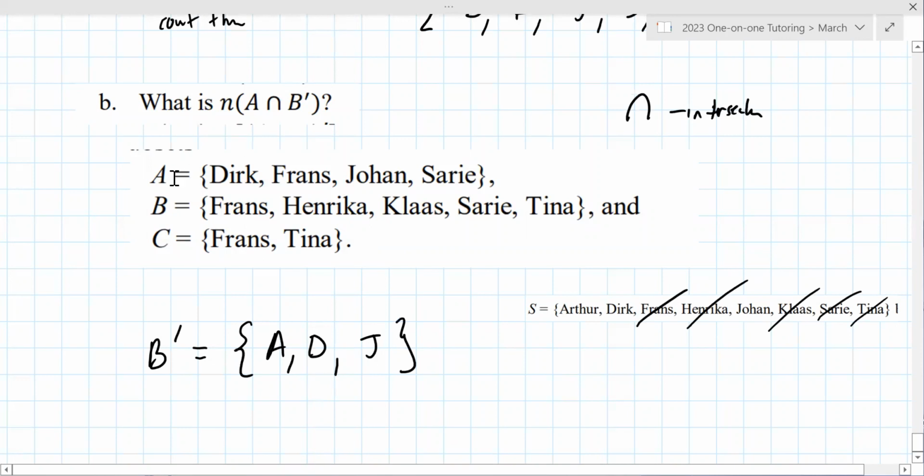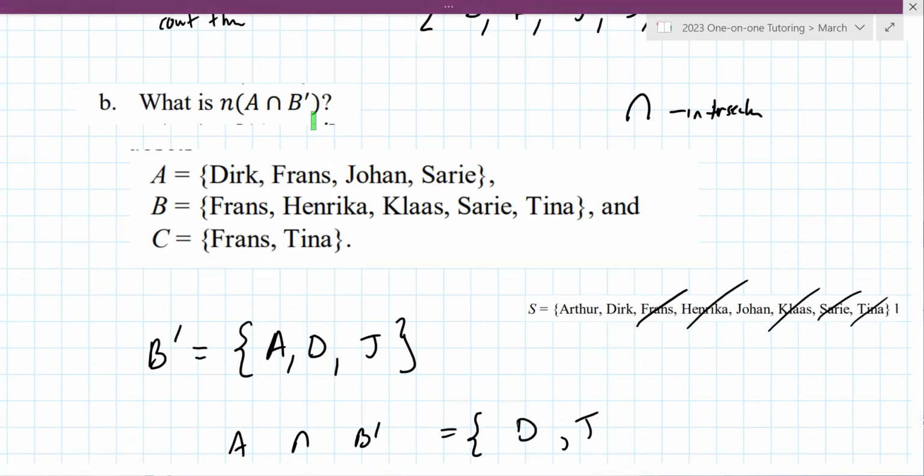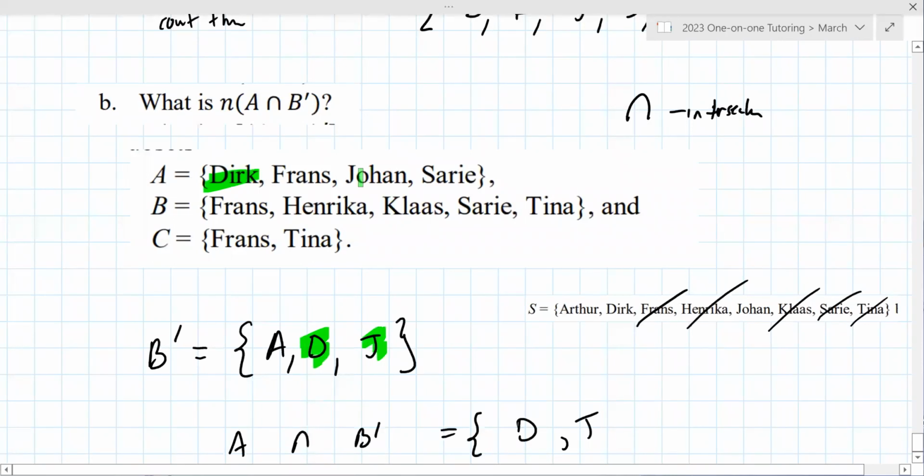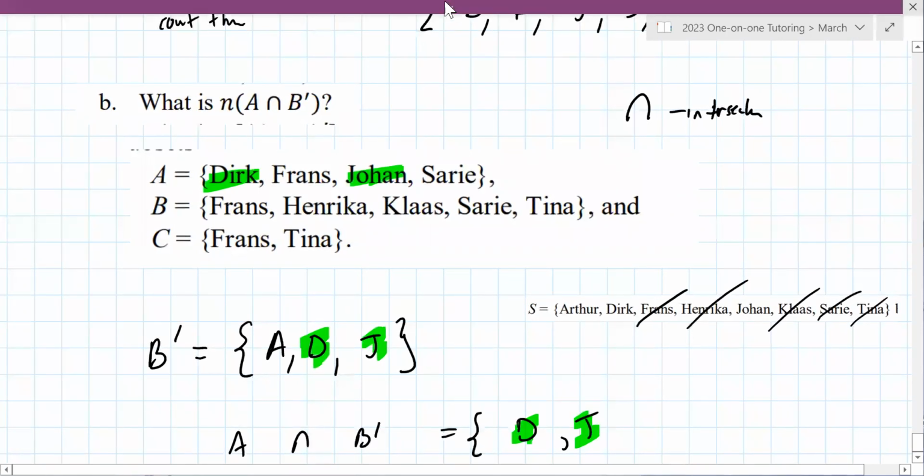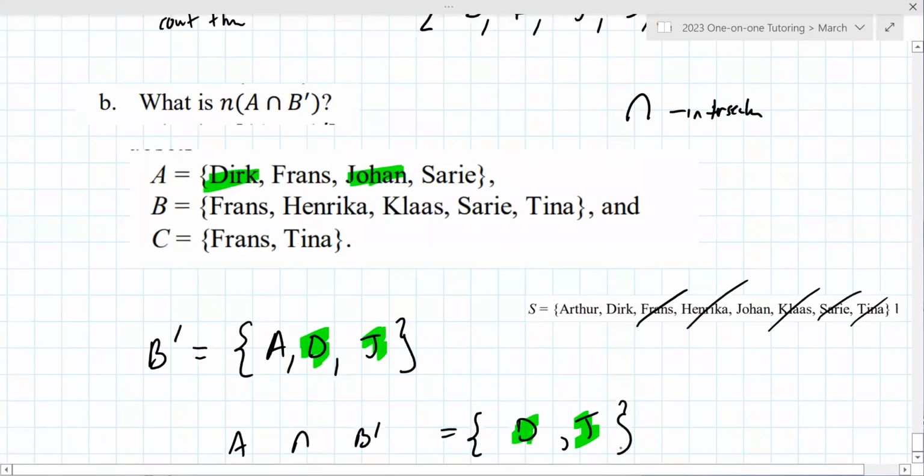So if we look at A, what does A have that's in B naught? It looks like D is in both and J is in both. I'm looking at the overlap here. And then we finally count the number in A intersect B naught, which is 2. Please make the sets and then count them at the end.